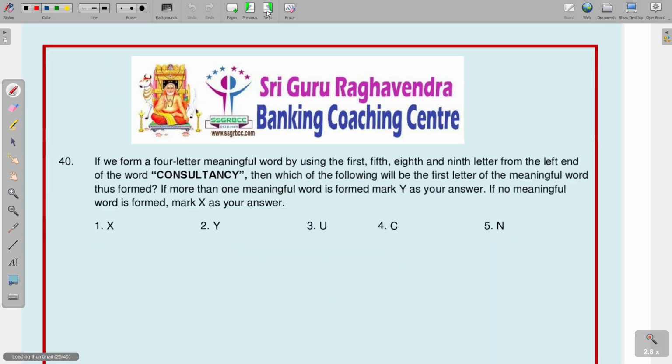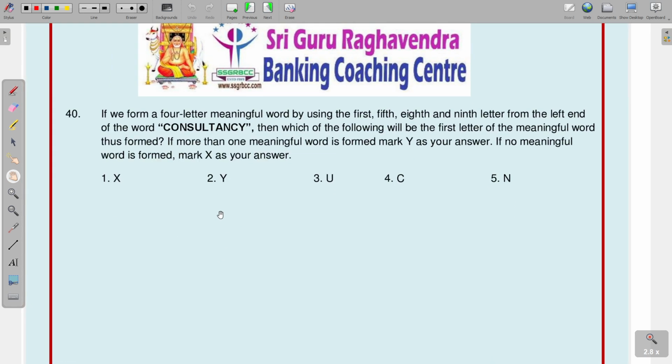Next, question number 40, the last question. If we form a 4-letter meaningful word using the first, fifth, 8th and 9th letters of the left hand. So see, consultants: first is C, fifth is U, 8th is A, and 9th is N. How many meaningful words are formed using these letters? CUAN, CANE, UANE.